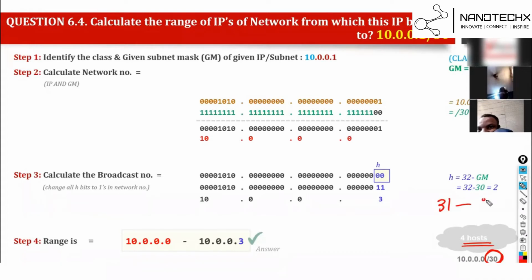/31 always gives us 2 IP addresses. It means /29 will give us how many IP addresses? Always 8. /28 will always give us 16. So once you become an expert, then you will start doing this in your head. You don't have to write all of this, right? But first you have to do all of that.